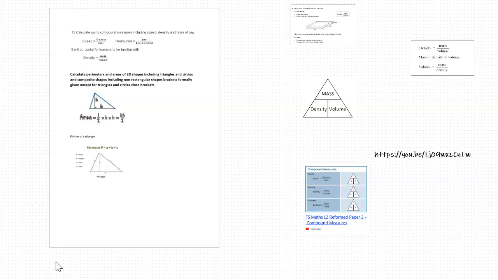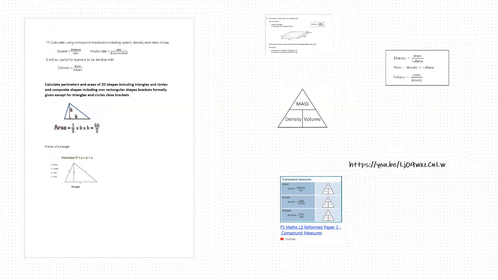The top bit of the page: calculate using compound measures including speed, density and rate of pay. So speed equals distance over time. Rate of pay is the amount of pay divided by how many hours are worked, or whatever units, so months worked, years worked. It will be useful to learners to be familiar with density equals mass divided by volume. Why they said it might be useful, because they may well give you the density one.